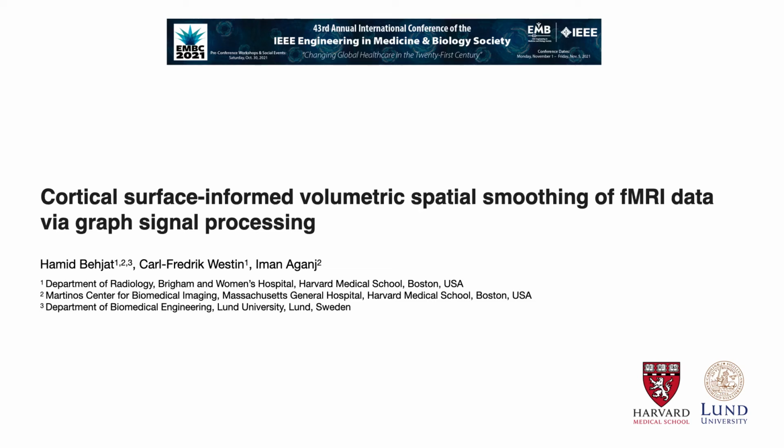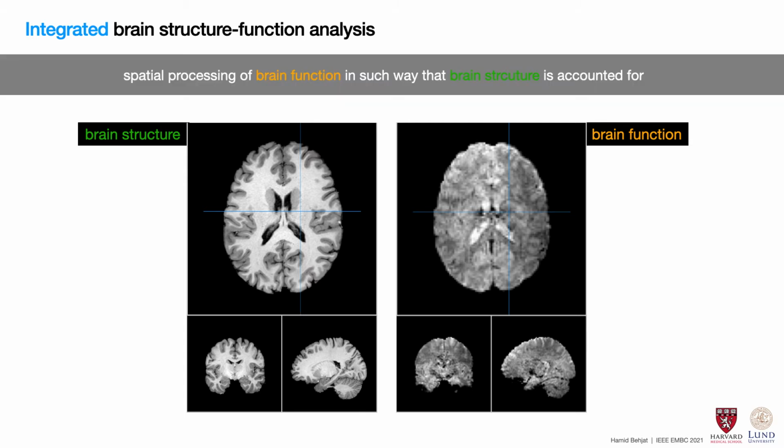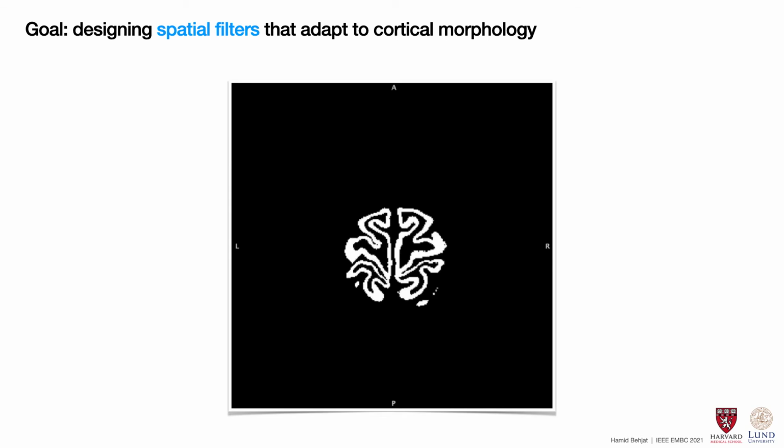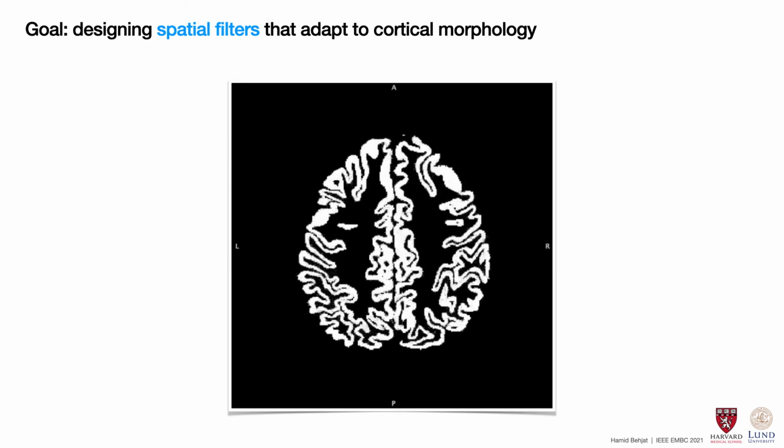Hello everyone, my name is Hamid Bejat and I will be presenting our proposed method for volumetric spatial smoothing of fMRI data. In particular, the idea here is that we want to perform an integrated brain structure function analysis on fMRI data. So if we are given some fMRI data, we want to perform spatial filtering of the functional data in such a way that we can account for the underlying brain structure. Our specific goal is to design spatial filters that can adapt to the cortical morphology.